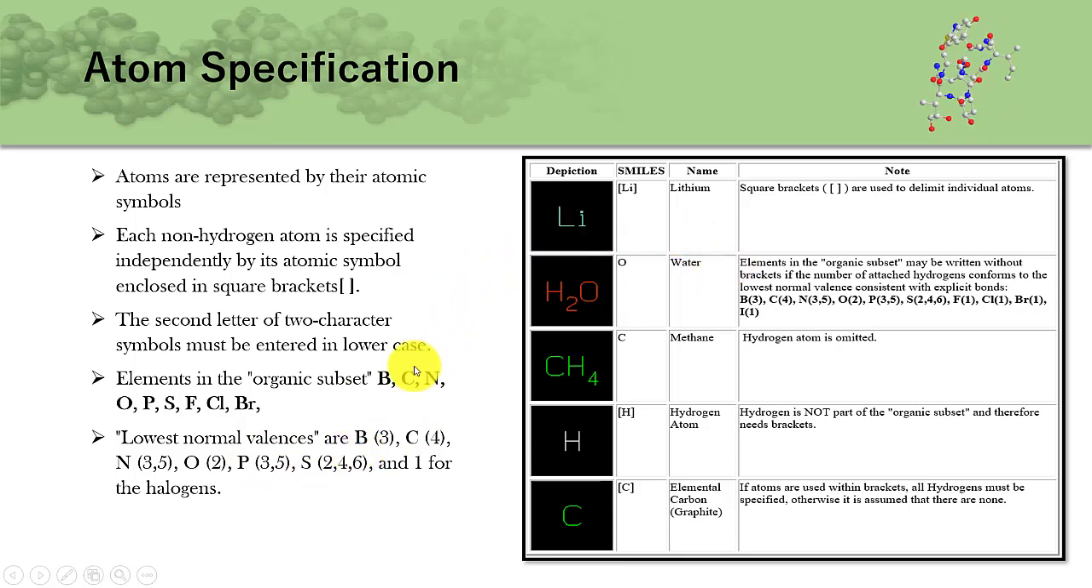So, with the help of the specification rules for the atom, you can give a SMILES specification for these particular structures in the table. Let us look into the table. Here, lithium can be represented as Li within square brackets, whereas for water only O, methane only C. And hence, hydrogen atom is not part of the organic subset, therefore it must be specified inside the brackets.